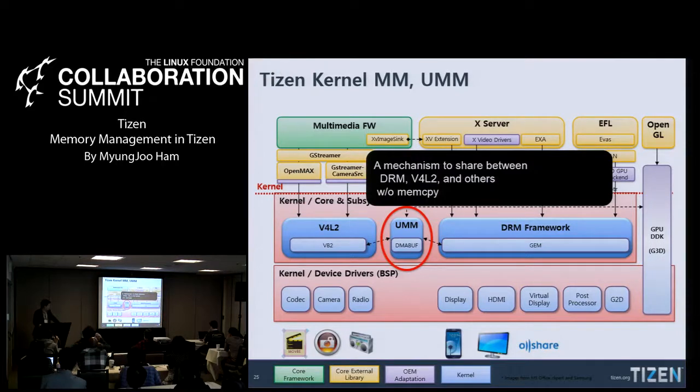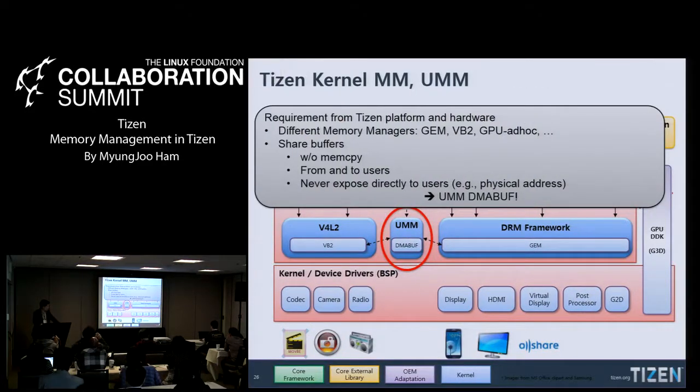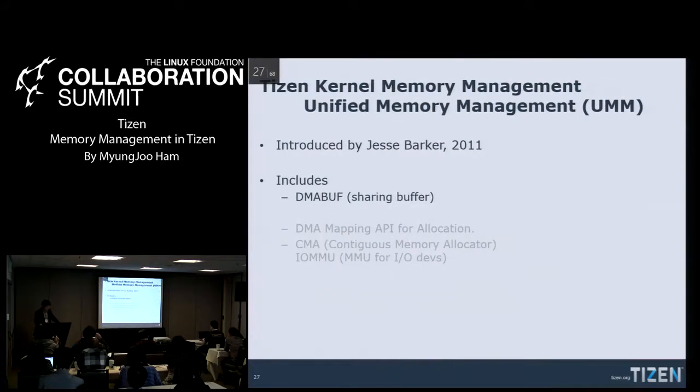However, if we add this component, DMABUF, from unified memory management, then you can make the buffers compatible with each other. We can export to DMABUF from VB2 or GEM, and then share them between them. We have added DMABUF to this. All the features described in previous slides are already upstreamed, so you don't need to add patches for these kinds of mechanisms.